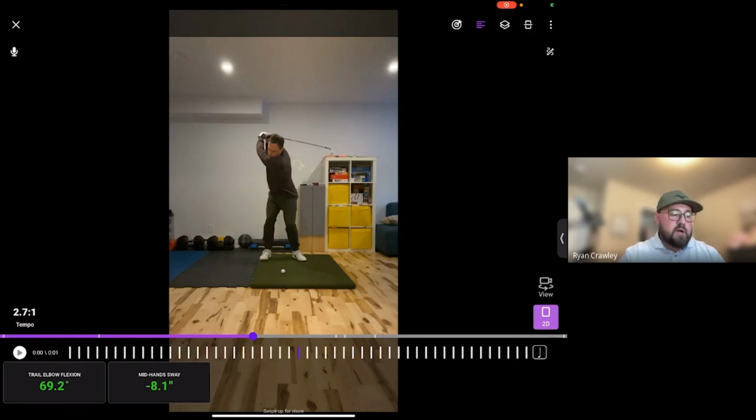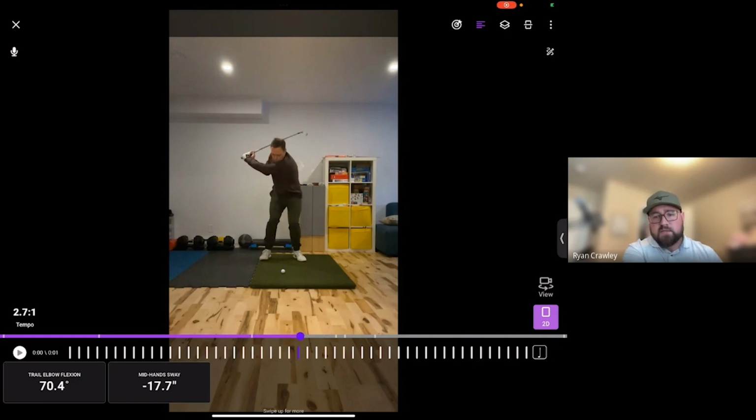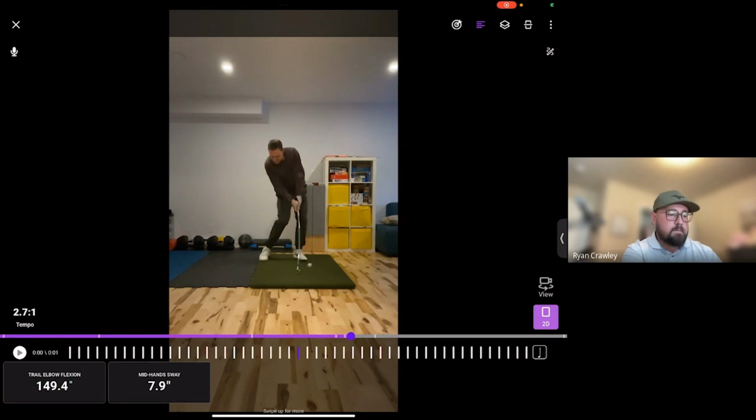So with Frederick, we can see he's at 69 degrees with his trail elbow. I told him I want him closer to 75. And we can see at the top of his swing, his hands have moved 8 inches to the right, away from the target. I told him, let's try to get that between 12 and 13. I think somewhere around here would be really beneficial for him at the top of his backswing, to help him not go swaying as much on the way down and getting that club stuck inside.